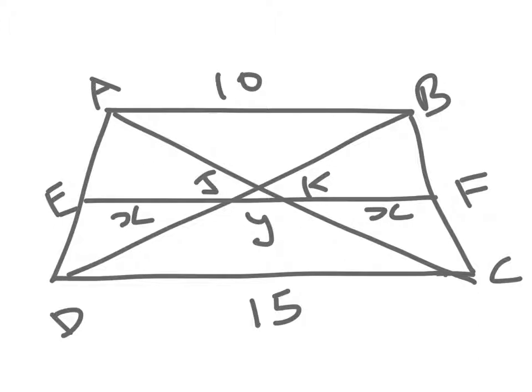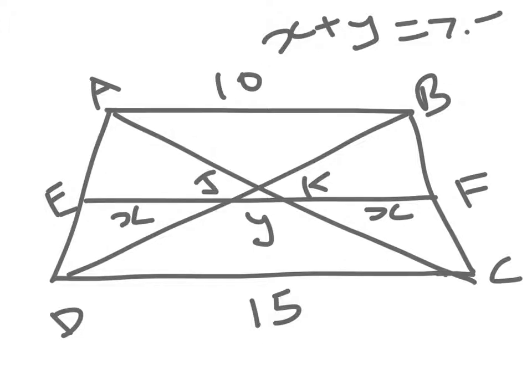So using the midline theorem and looking at triangle ADC, segment EK should be half of 15, which means X plus Y is 7.5. Then if we look at triangle ABC, segment KF is the mid-segment of triangle ABC. Therefore, X is half of 10. Therefore, X is 5.